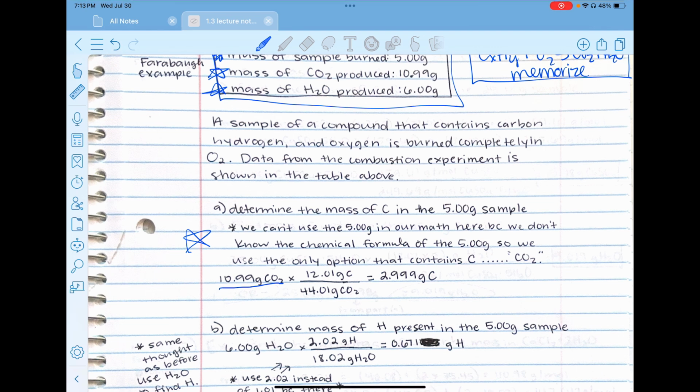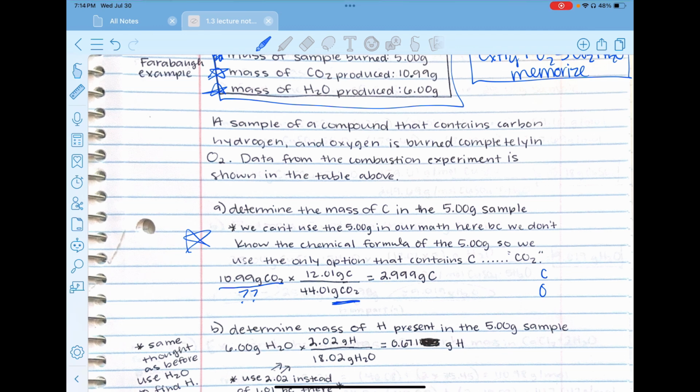And since we're dealing with grams of CO2, I need this thing on the bottom to also be grams of CO2 so that they can cancel. So where can I get a number of grams of CO2 that's not the given number? Where can I come up with that? Well, I can do the molar mass. So where do I get molar mass from? The periodic table, right? So stay with me here.